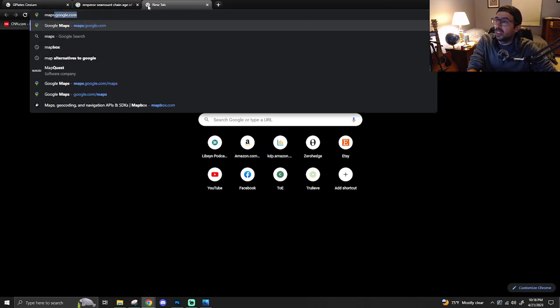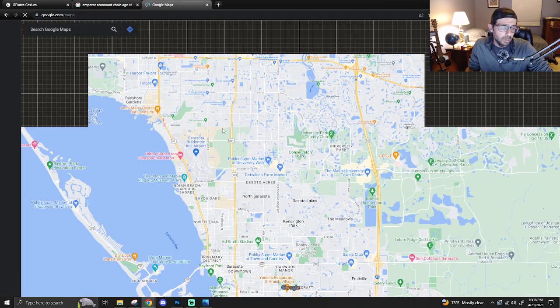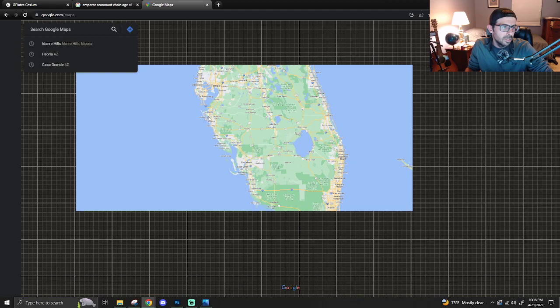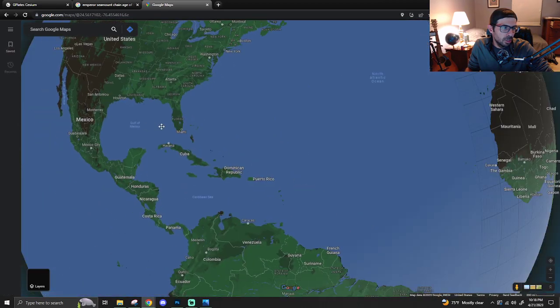Just so many tabs. Just open more tabs. My poor computer. Sorry, buddy.